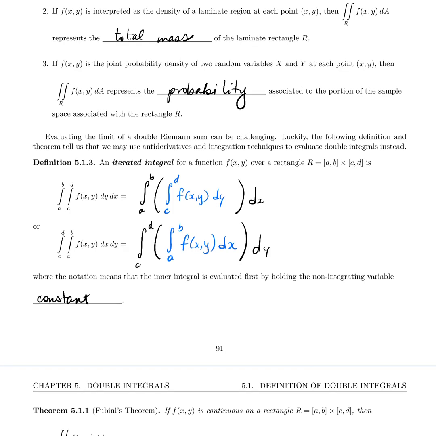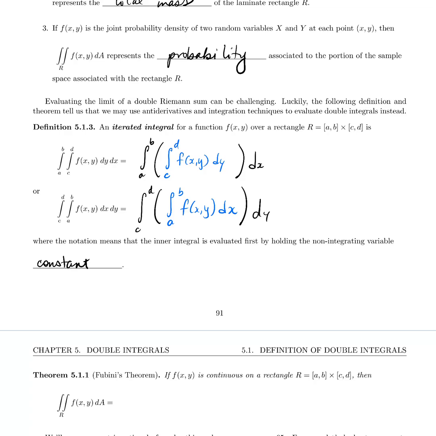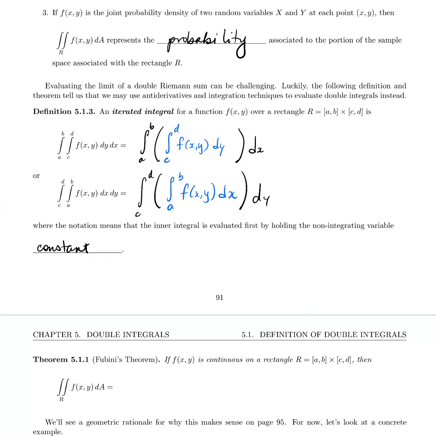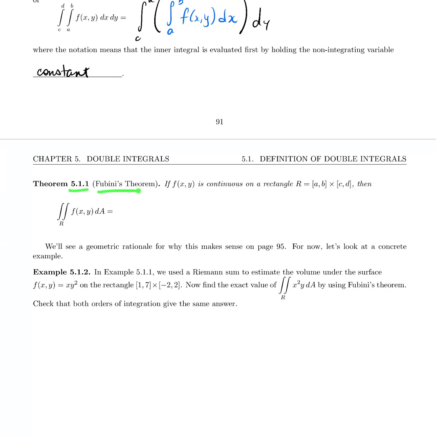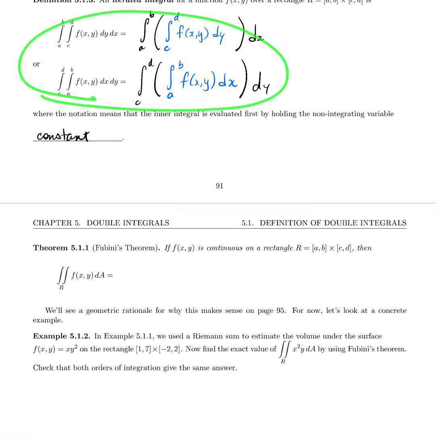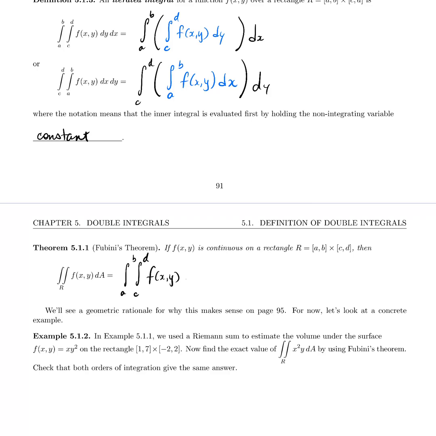But before we do, let's read Theorem 5.1.1, which tells us why we want this idea of iterated integrals. Theorem 5.1.1 is Fubini's theorem. And it says if f of x, y is continuous on a rectangle R, which is [a,b] cross [c,d], then the double integral over R of f of x, y dA can be evaluated as, you got it, an iterated integral. So it can be either of them. It's telling you that these are, in fact, equal. You can choose either order of integration, and you will get the same answer if the function is continuous on your rectangle.